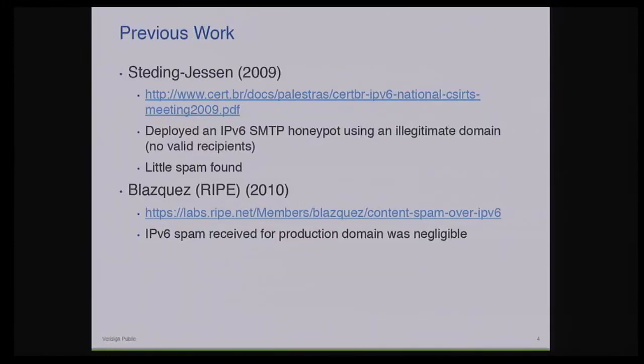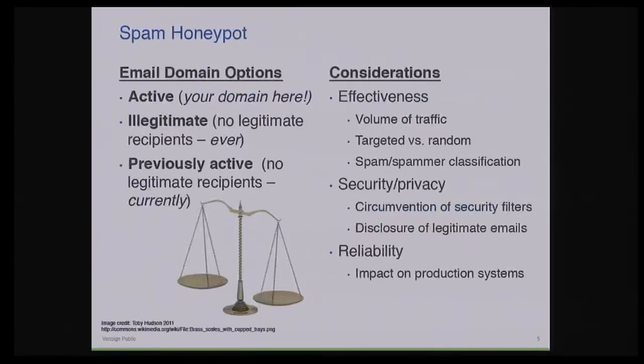One of them was with an illegitimate domain set up basically with no valid recipients, but it had some advertising out there in HTML pages and so forth to try and elicit some spam. Little spam was found. And then there was some work on more production type email systems, evaluating content, and they also found little spam. Okay, but let me go on to the current work.